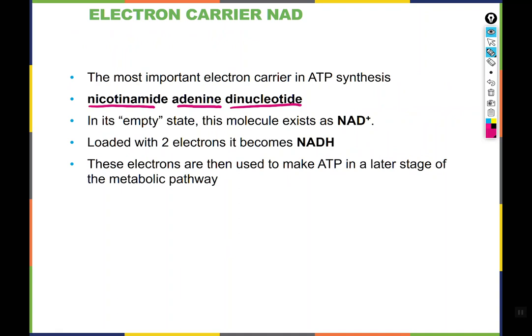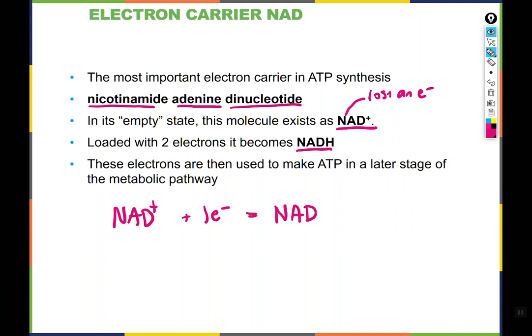In its empty state, it looks like NAD+. Remember, anything that has a full plus charge means it is absent an electron, so it lost an electron. Now, when you load it up, it becomes NADH. You might be wondering, how do I go from an NAD+ to an NADH? Here's how. NAD+ plus 1 electron equals NAD. No longer plus because now the electron needs have been met.